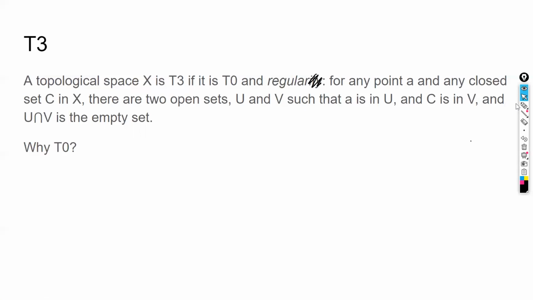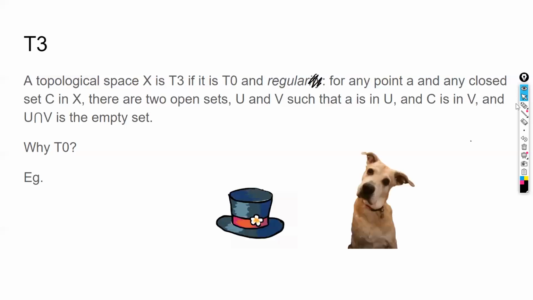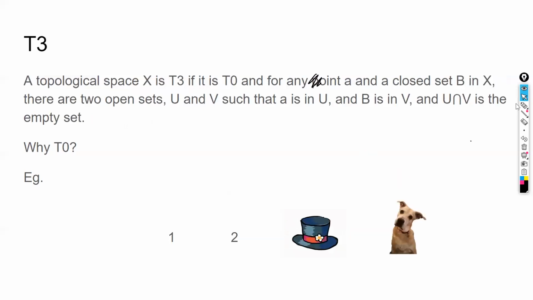Or is it? Why did we have to include T0 here? Can a set be regular but not T0? The answer might surprise you, but let's take a look at an example. So let's bring out the trusty hat and the trusty dog. Actually, I think we're going to need a couple more elements in our set. So let's work on 1, 2, hat, and dog.